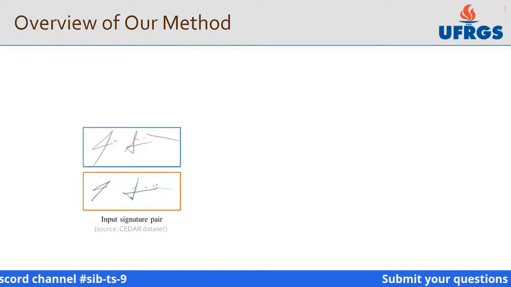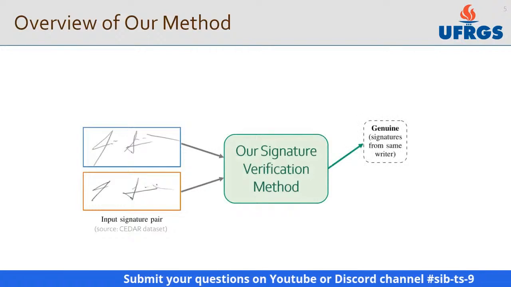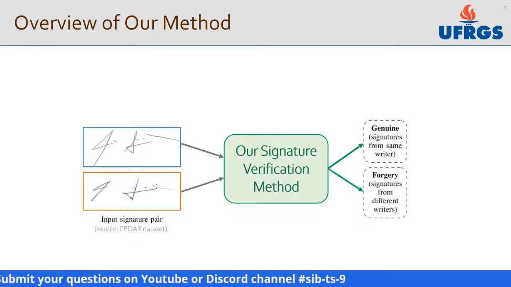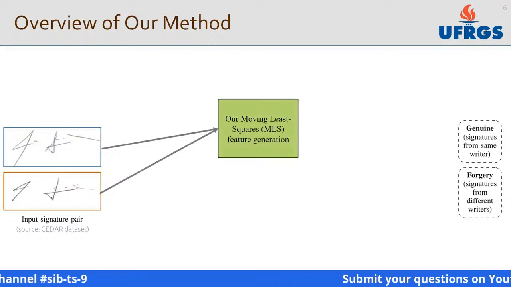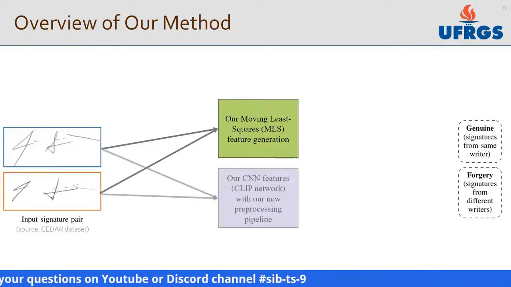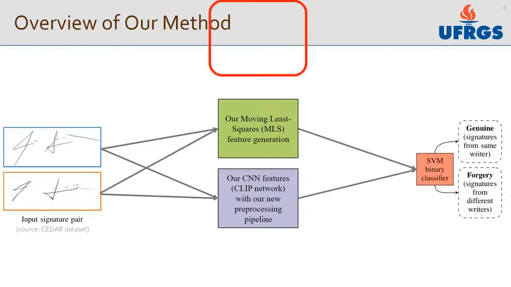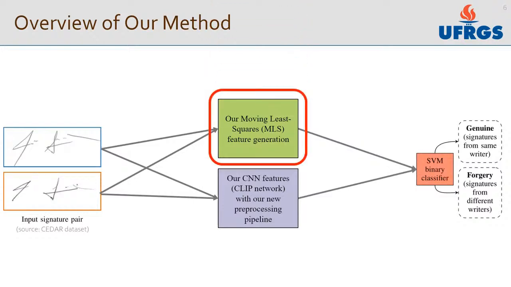Given a pair of scanned signatures, the goal of our method is to classify this pair as either genuine, when the signatures belong to the same writer, or as a forgery, when the signatures are from different writers. In order to achieve classification, we propose the use of hybrid features composed first of handcrafted features based on moving least squares, and second of features obtained from the CLIP neural network with a new preprocessing pipeline. Finally, these hybrid features are used as input to a single SVM classifier. In the following slides, we briefly describe the feature generation process, starting with our moving least squares features.